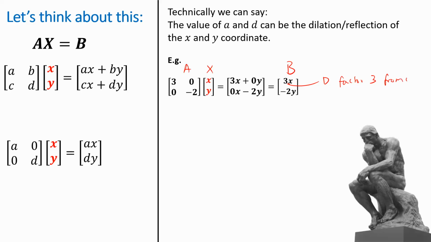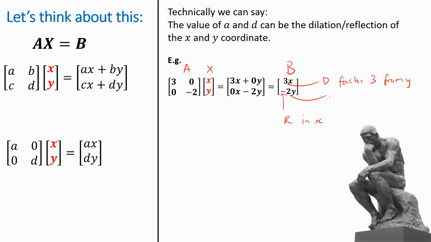from y-axis, because you're affecting all the x values, so you're stretching it horizontally, so it's from the y-axis. That's a reflection, there's a negative there. That's a reflection, but because you're affecting your y values, it's a reflection in your x-axis.